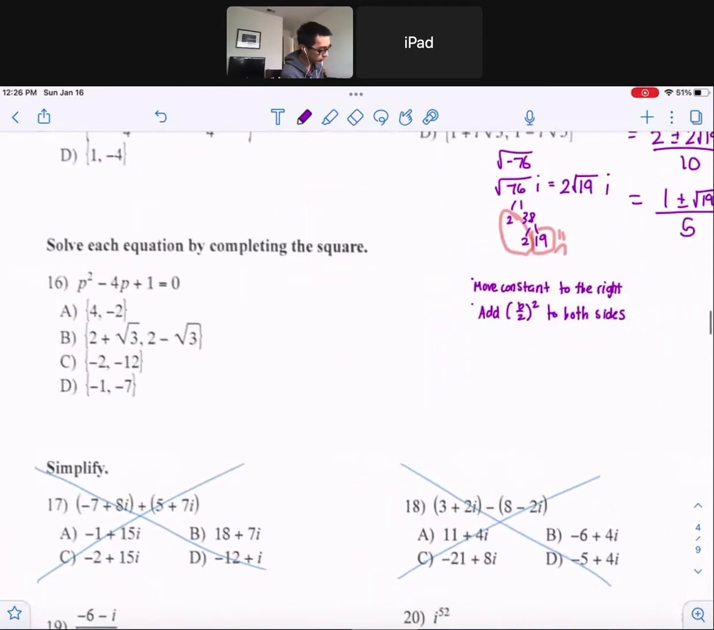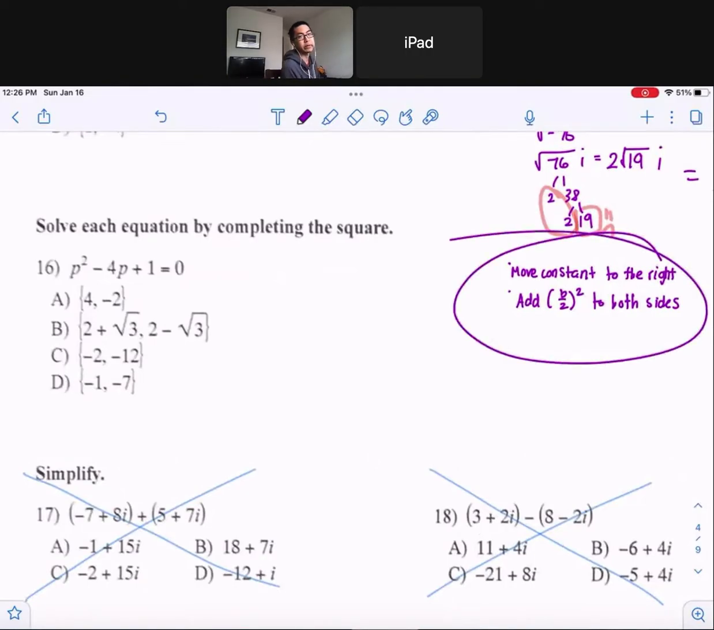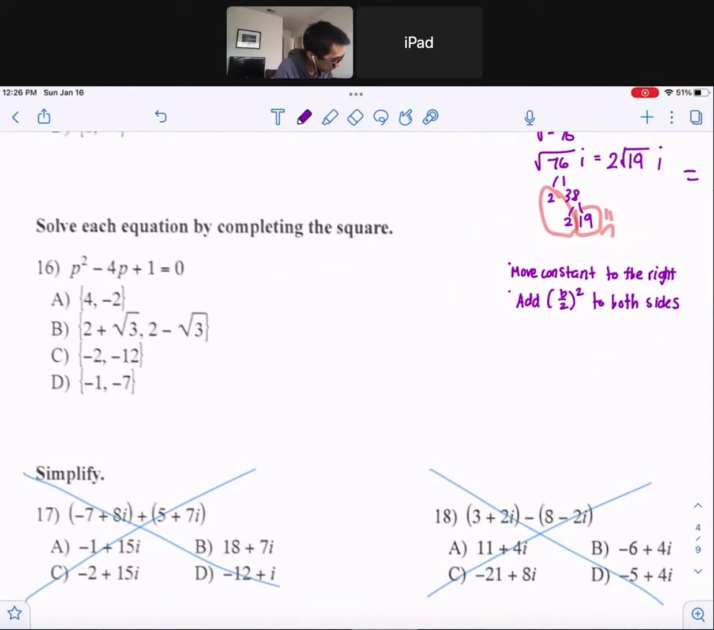Okay, now we gotta complete this square. So to complete this square, you guys, you gotta move the constant to the right and then add b over 2 squared to both sides. Then you guys factor, and then you guys solve for x from there. So move the constant over, so we're going to subtract 1 from both sides. So we're going to do p squared minus 4p, we're going to add this little placeholder, equals negative 1 plus this little placeholder.